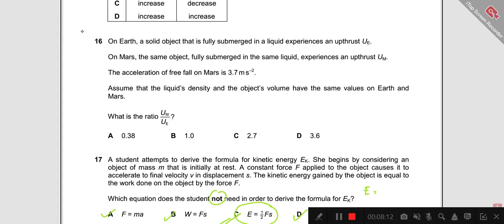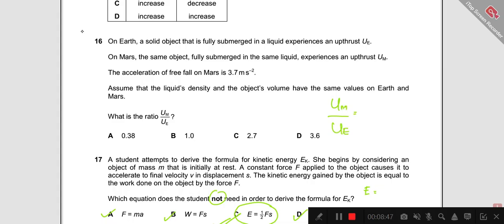Now, on Earth, a solid object that is fully submerged in a liquid experiences an upthrust force. And on Mars, the same object fully submerged in the same liquid experiences an upthrust force. The acceleration of free fall on Mars is 3.7. Now assume that the liquid's density remains the same and the object's volume also remains the same on Earth and Mars. Now what would be the ratio for upthrust forces? Upthrust force on Mars over upthrust force on Earth.